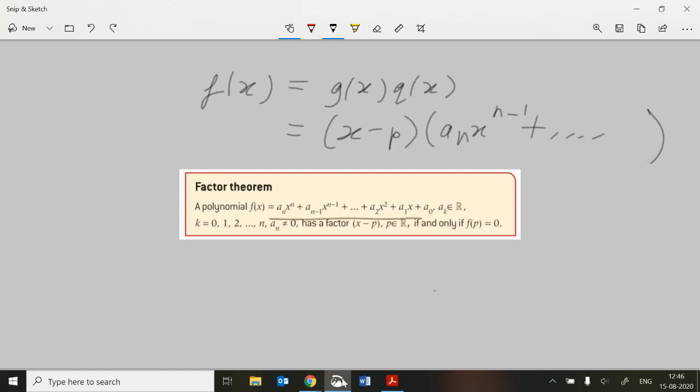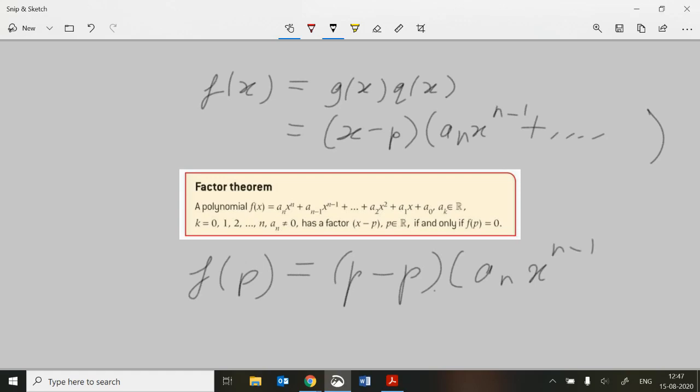Okay, so say, for example, if this is to the power of 5, this is a quintic, then this would be a quartic, to the power of 4. So, what is this factor theorem saying? It's saying that if you put in p for x, so now if we say f of p, we'll notice that you're going to get p minus p on the front here, times this a_n x to the n minus 1 plus blah, blah, blah. That's our quotient. Then, of course, this becomes 0. So f of p becomes 0.